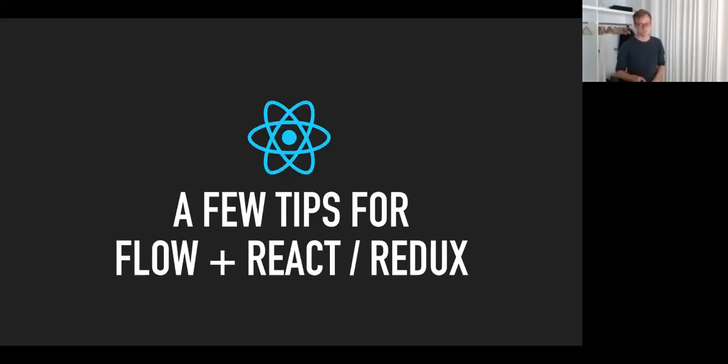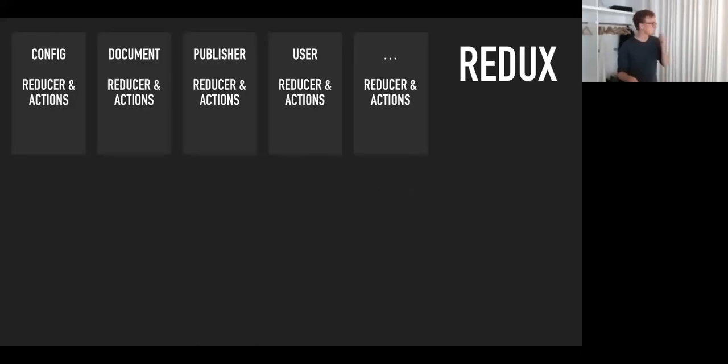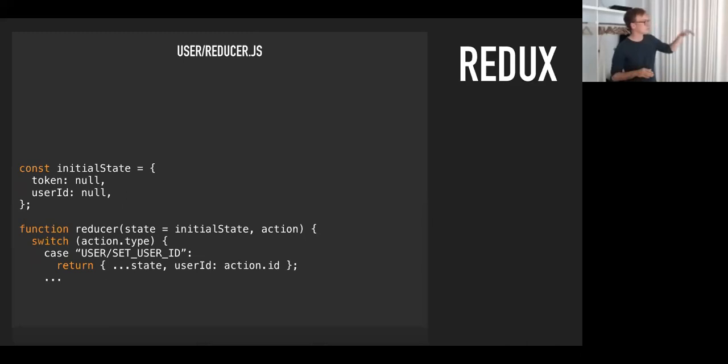And then a few tips for those of you who are working with React and Redux. If you're not, then this is just black magic. But you will have different reducers in this application. This is actually the document page of issue, or parts of it, at least how it looked yesterday. So you will have some config state, a document state, publisher state, and user state. And for each of these, in order to add either TypeScript or Flow, this is Flow, you would add types to each of these. So, for example, here's a user reducer.